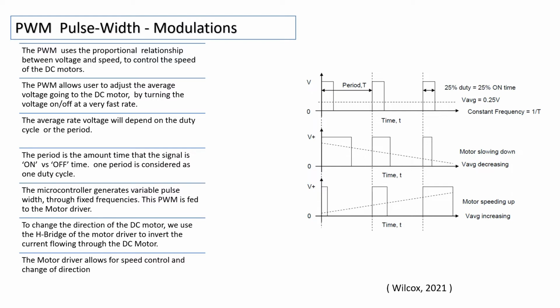To change the direction of the DC motor, we use an H bridge in the motor driver to invert the current flowing through the DC motor. So basically, the motor driver allows for speed control and change of direction.